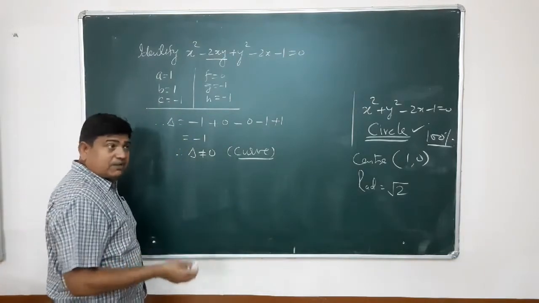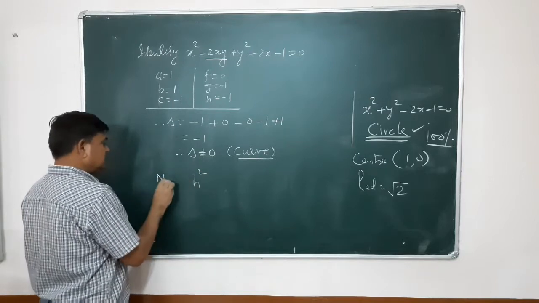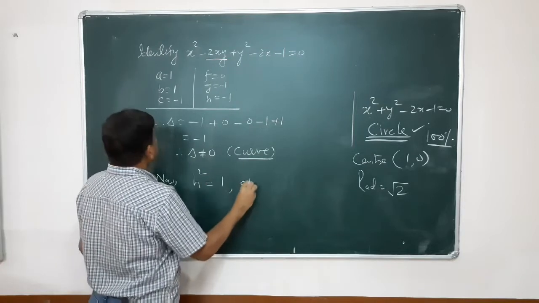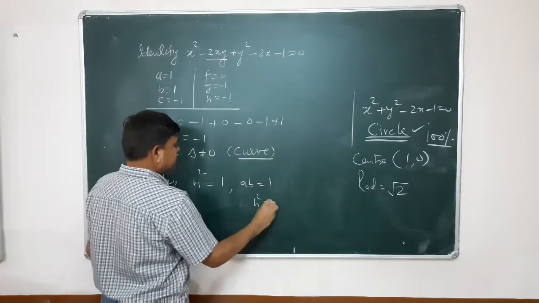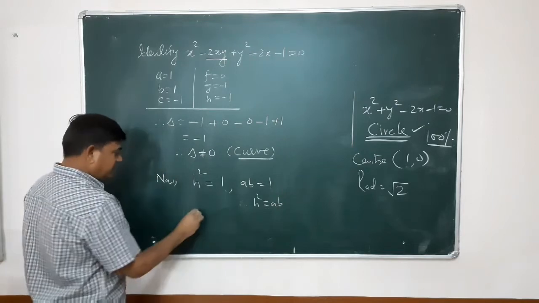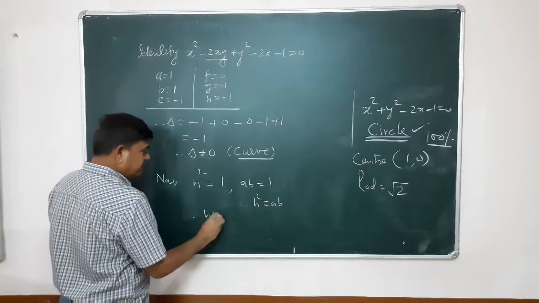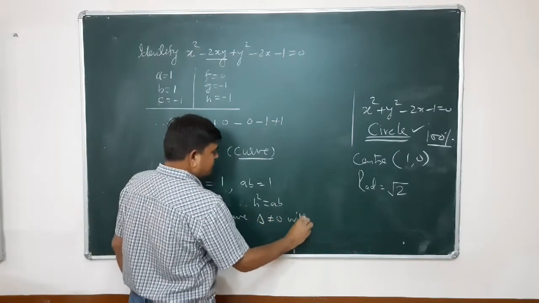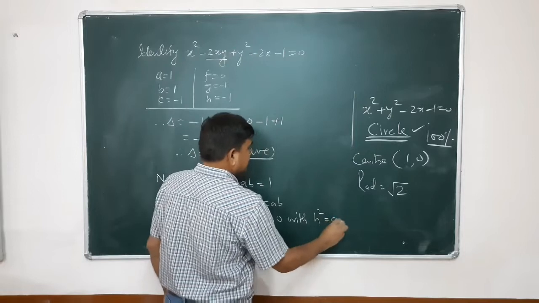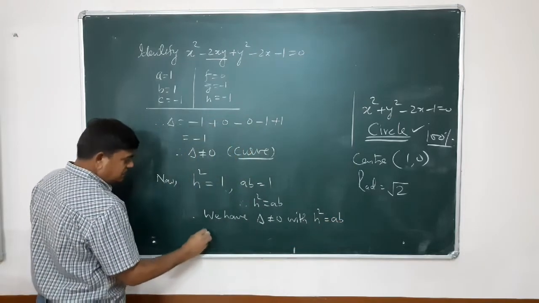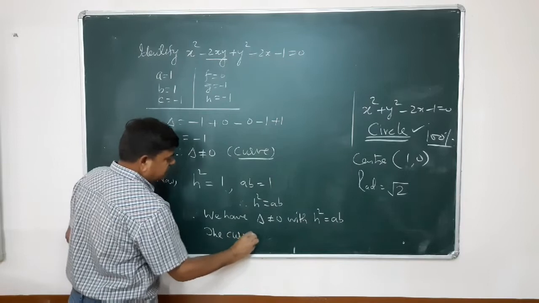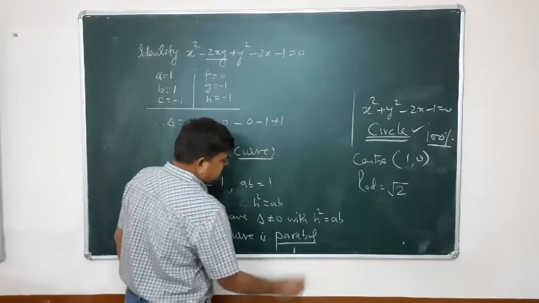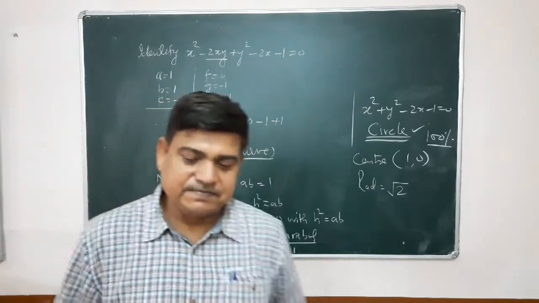Which curve? Parabola, ellipse, or hyperbola? We calculate. Now, a is 1, b is also 1, therefore h square equals 1 equals ab. Therefore, we have delta not equal to 0 with h square equals ab. So the second degree curve, yes, it's a parabola.